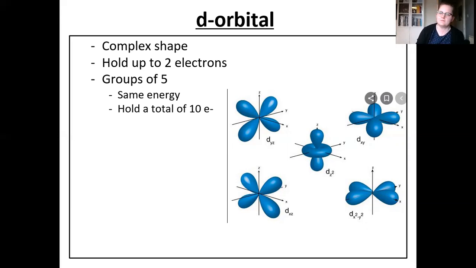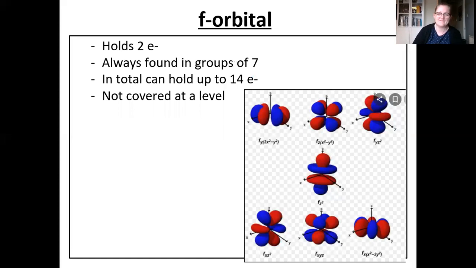And our final orbital are f orbitals. And these, again, still only hold 2 electrons each. These have an even more complex structure, and these are only found in groups of 7. So in total, they can hold up to 14 electrons as an f orbital cluster. These are not covered at A level at all, so we don't worry about f orbitals. We mention that they exist, but it's sort of, here's an f orbital. They are the highest energy level of orbitals, and that's it. We don't have to worry about them any more than that.